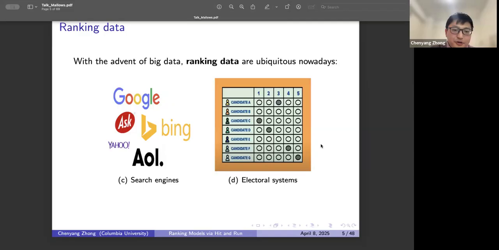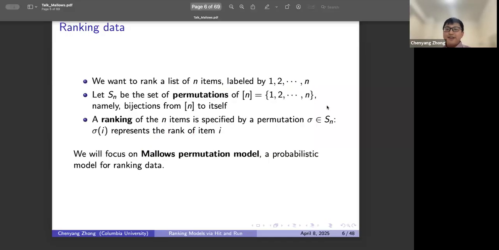Ranking data are also used a lot, for example, in search engines. When we search certain items, the search engine gives us a list of web pages that could be relevant. So ranking web pages according to the relevance of each web page to the keywords that we input is important. And lastly, ranking is also used in electoral systems. This is an example of a voting system where each voter needs to rank the different candidates for a certain job. So we can see that ranking data are quite ubiquitous nowadays.